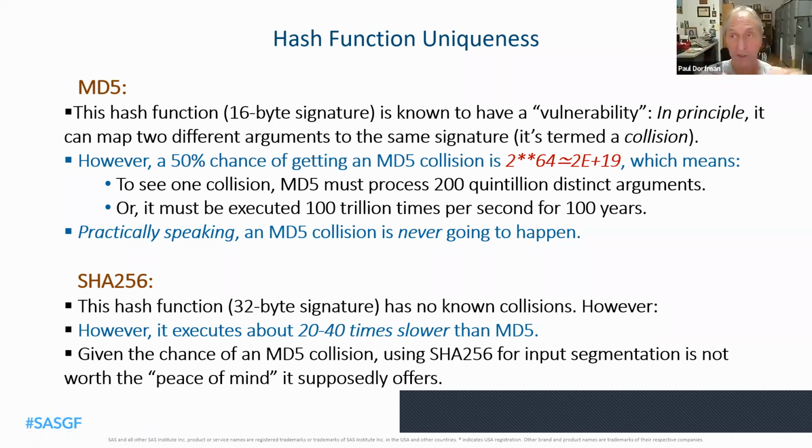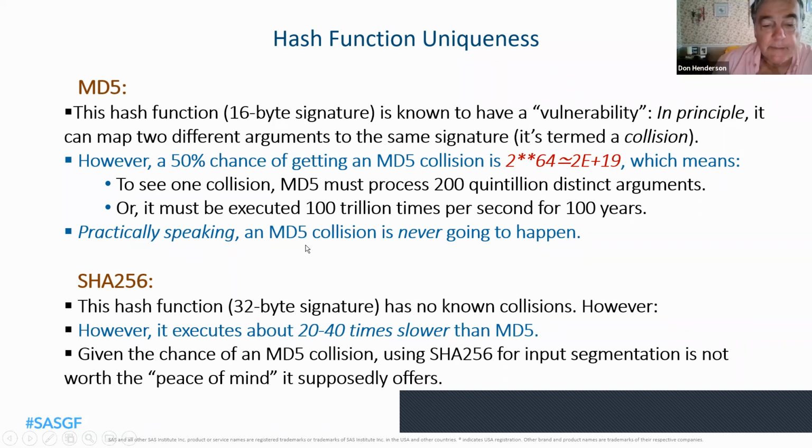It's just like when you have a basketball, there's one chance that all the molecules inside it will spontaneously collect in one half of it, but you know that practically it will never ever happen. Now, if you want to be completely bulletproof, you can use the function SHA-256, which has no known vulnerabilities, has no collisions. However, it executes about 20 to 40 times slower than MD5. So given how minuscule the chance of an MD5 collision is, as far as I'm concerned, it doesn't make any sense to use it instead of MD5.